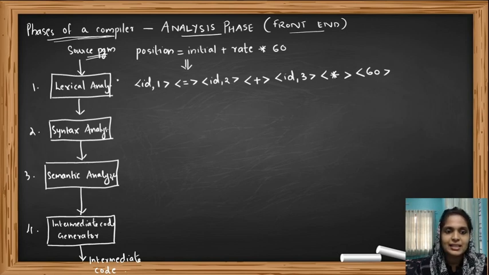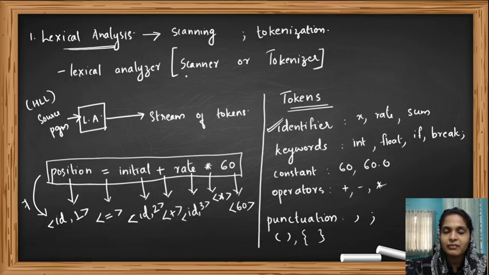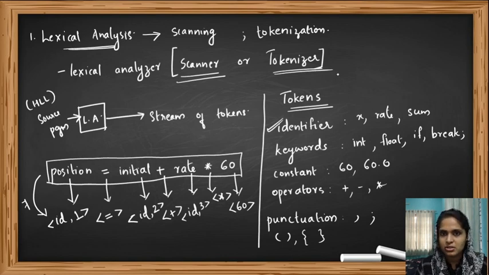So here we can see that the role of the lexical analyzer is to scan the input character by character, and that's the reason why we call the lexical analyzer a scanner. Also, the role of the lexical analyzer is to convert this stream of characters into tokens, and that's why it is also known as tokenizer. So the two main roles of the lexical analyzer are scanning as well as tokenization.